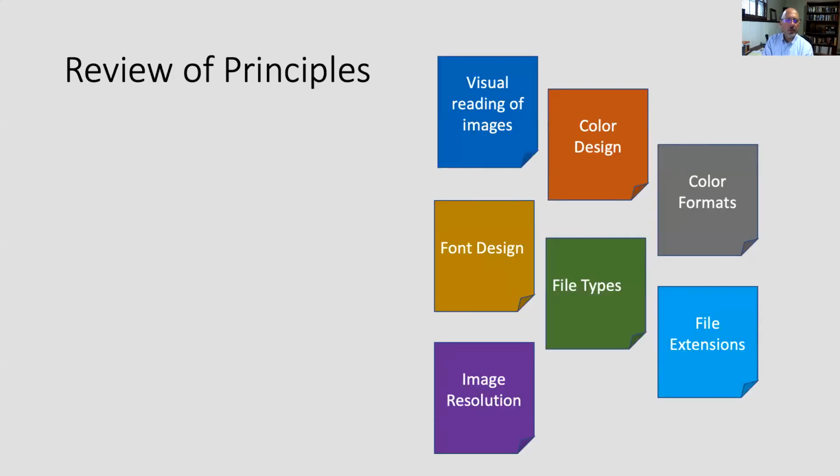So through this presentation, we have reviewed all of these different principles for visual reading of images, how people see images. We've talked a little bit about color design. We've talked about color formats. We've talked about font and typeface design and file formats or file types, including file extensions and how we might use those. And we've also just talked about image resolution. So those are all very basic elements of what we need to understand at a basic level anyway, in order to be successful in our design of images in Photoshop.